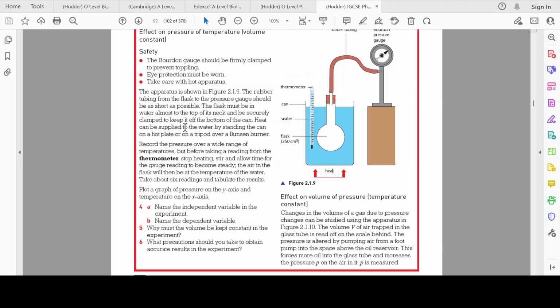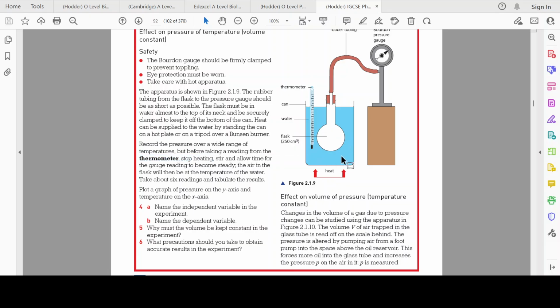An experiment. Heat can be supplied to the water by standing the can on a hot plate or a tripod over a Bunsen burner, so whichever works. Record the pressure over a wide range of temperatures. So you start off with lower temperatures, you heat it up, you use a thermometer to check what temperature you're at, and record the readings of the pressure gauge. But before taking a reading from the thermometer, stop heating.